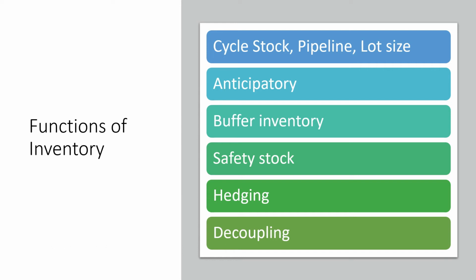Now, what is anticipatory inventory, or anticipation inventory? Let's say that you have a planned promotion coming in, or there are some seasonal fluctuations that you see in your demand forecast. In order to meet this demand or to manage these promotions, you have anticipated that you would require some more inventory on top of the cycle stock that you have. That is called the anticipatory inventory.